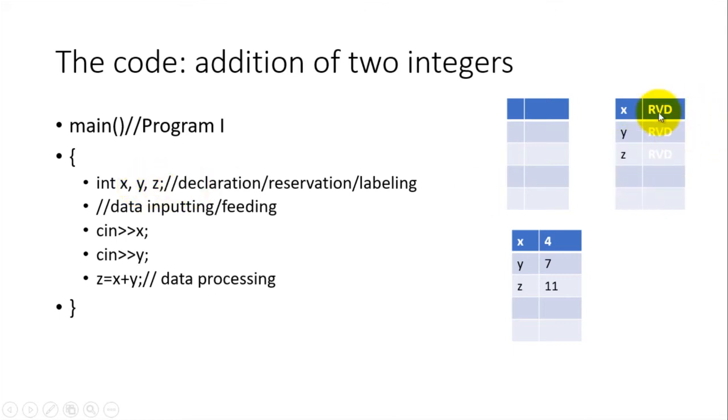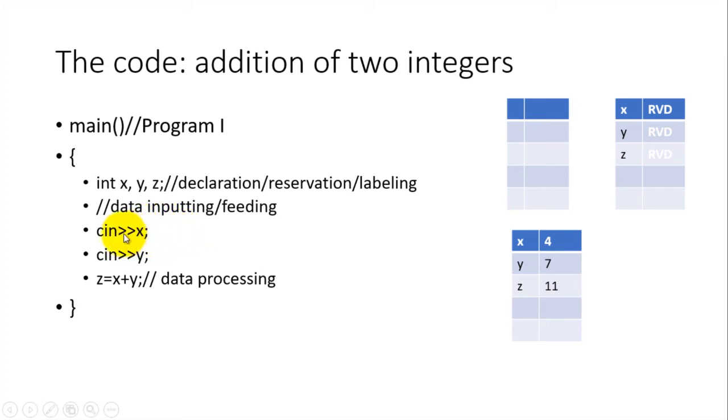So, we find that the computer now has reserved one room and it is called X. It has reserved another room that is called Y, and it has reserved another room that is called Z. So that is the end of line three. After reserving rooms, these rooms have got nothing. They are just reserved. So what follows is data inputting, putting data into those rooms.